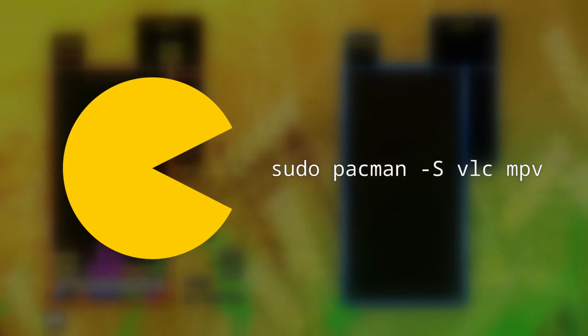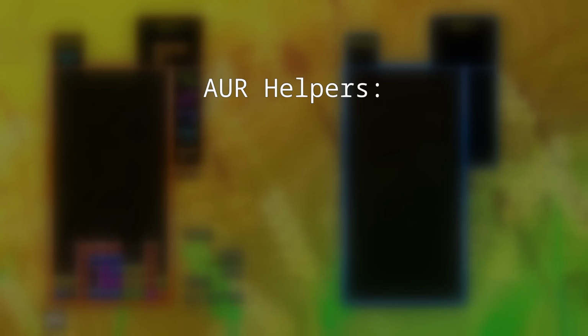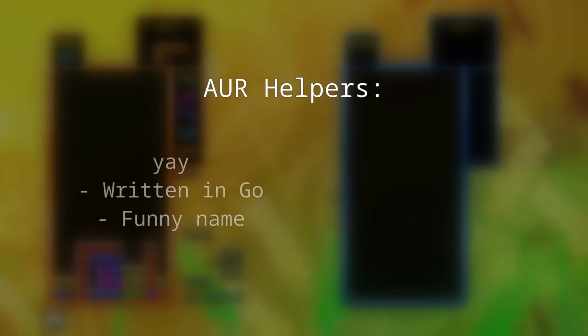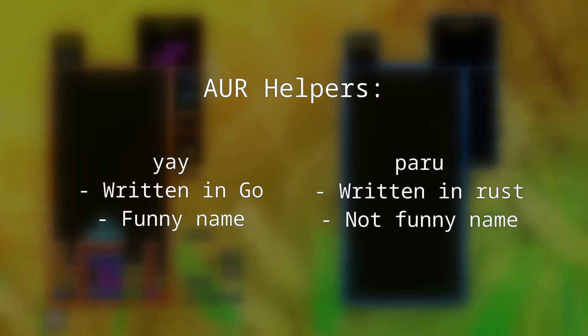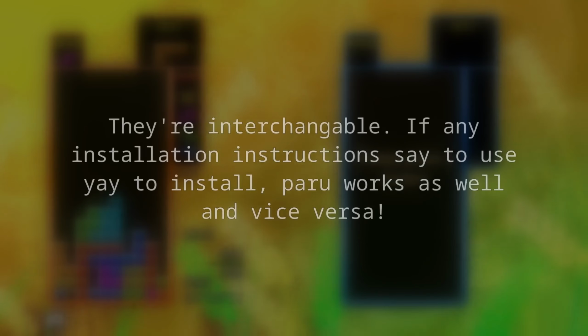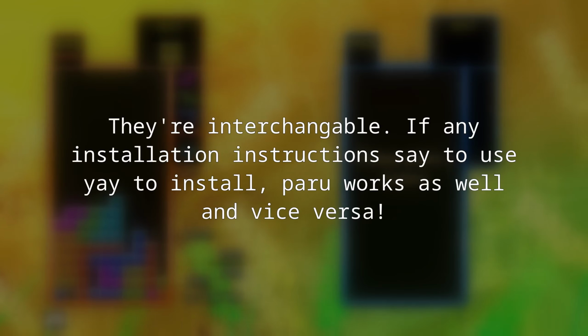So if I wanted to install both VLC and MPV at the same time in one command, I just do sudo pacman -S vlc mpv, and that'll install both packages at once. For the AUR, there's two main ones, Yay and Paru. It doesn't really matter which you use, but Paru seems to be more standard these days. If any instructions tell you to use one, the other will work as well.